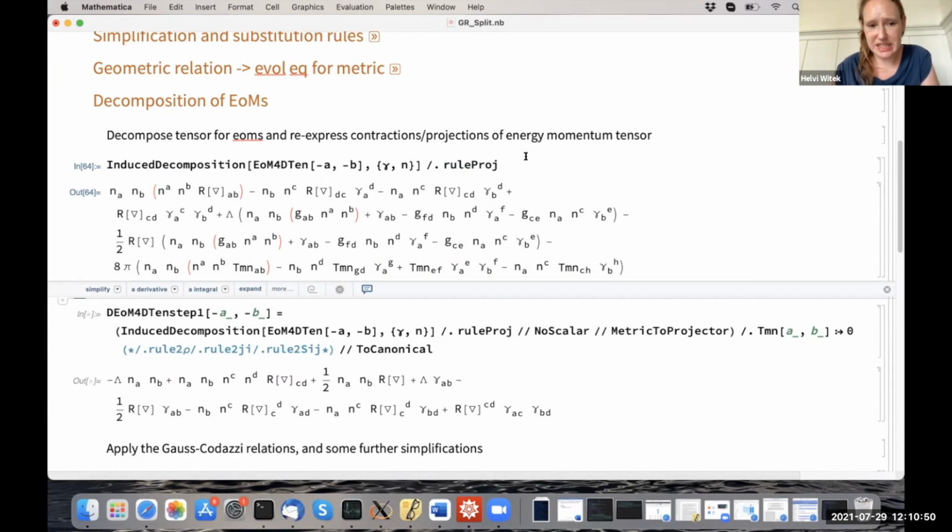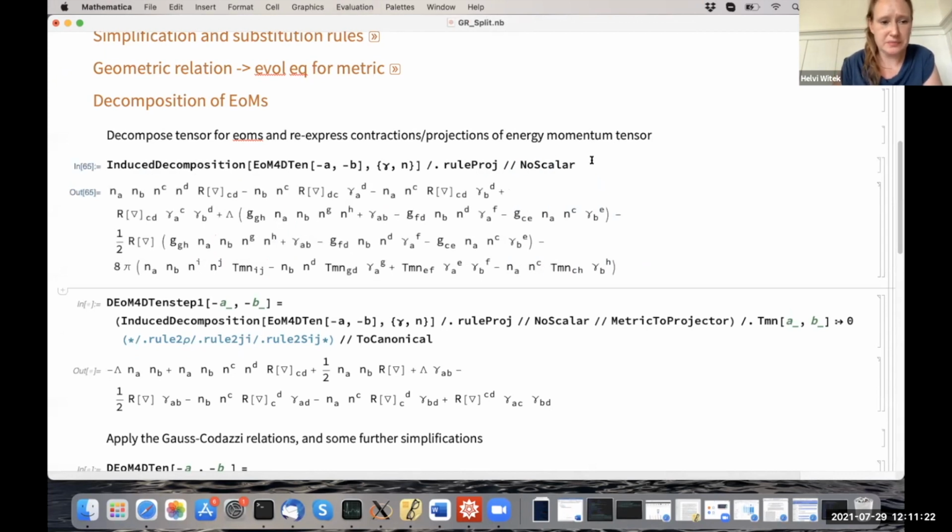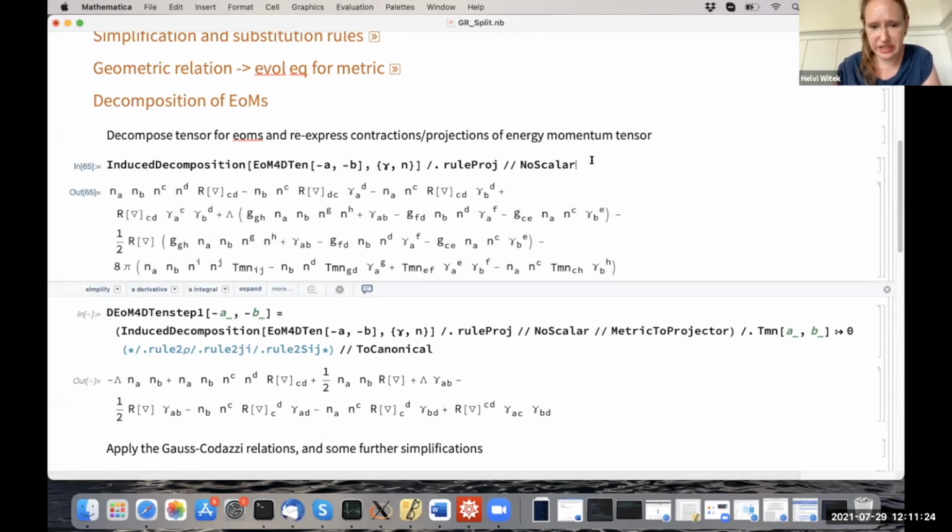Now, there are a couple more things that you see here. First of all, there are these red brackets, which are essentially a contraction, and A and B here are dummy indices, but we also use A and B as our free indices. So I'm not very fond of this kind of double notation. If I include the no scalar command, then it will replace all of these dummy indices with actual different symbols. So I find that a bit more convenient.